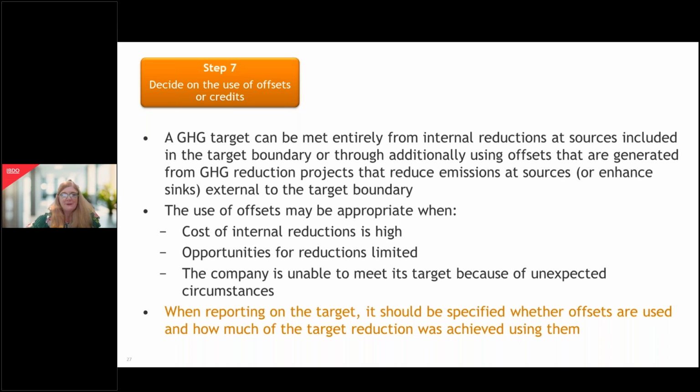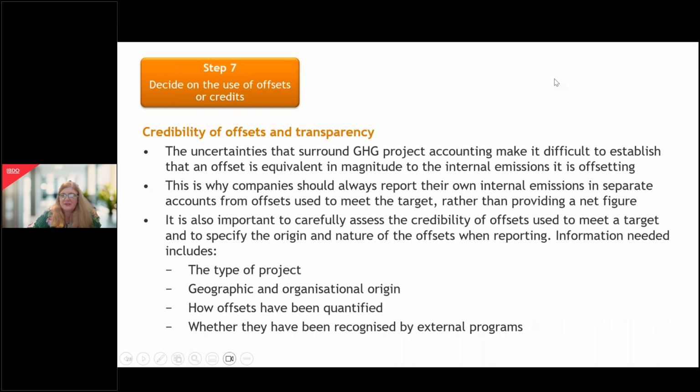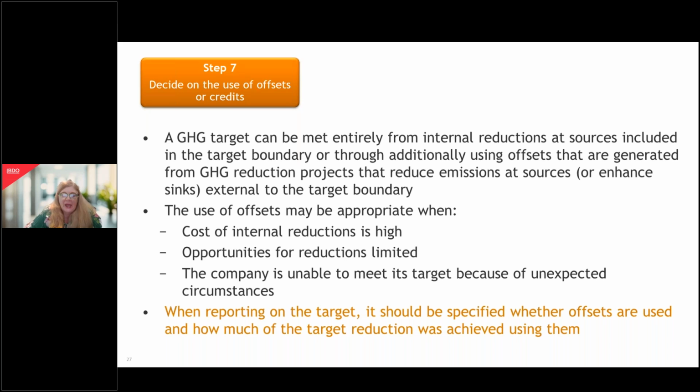And then if we look at step 7, you have to think about, are we going to use offsets or carbon credits? A greenhouse gas target can be entirely met by internal reductions, etc. And sometimes we cannot reduce it, so we have to buy offsets. The cost of internal reductions in a business can be high. It could be that opportunities for reductions internally are quite limited. In certain industries, very limited at the moment, if you think about cement and steel and aluminium. And then maybe the company is unable to meet its target because there are unexpected circumstances. So we've got a target, we're working towards it, but there are some obstacles.